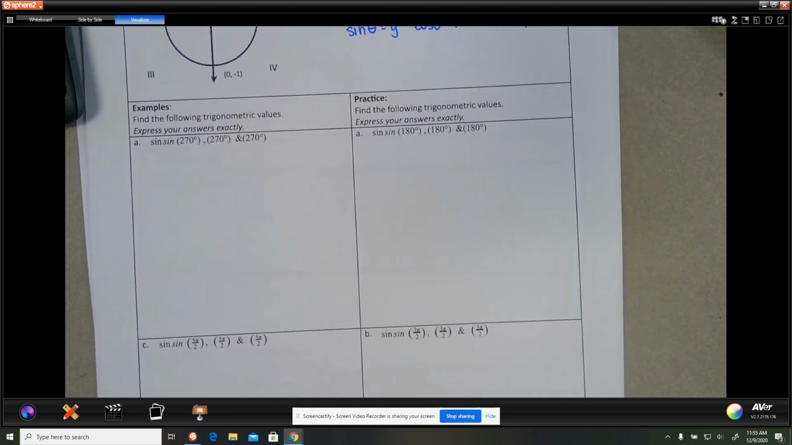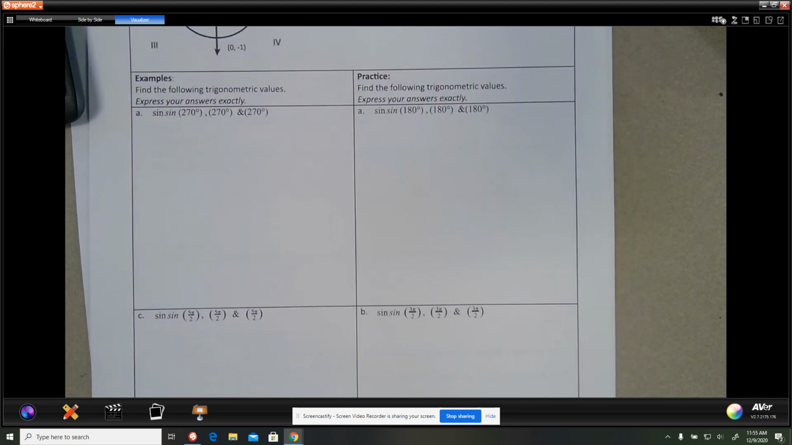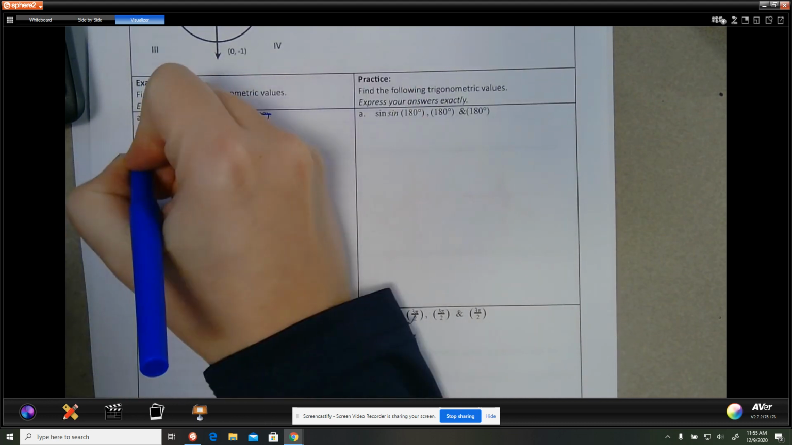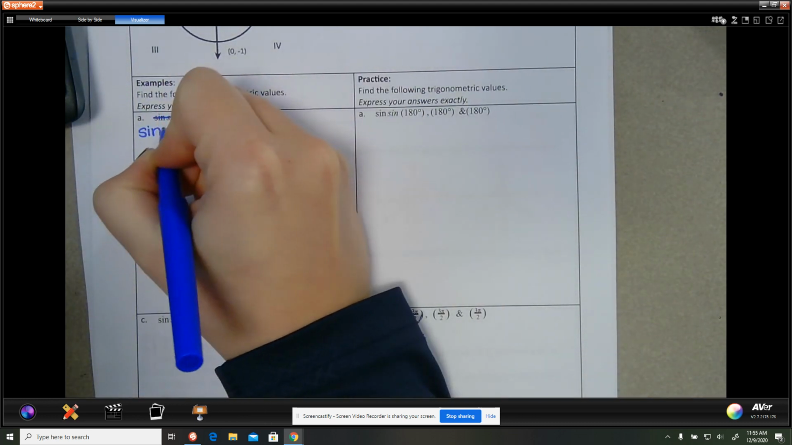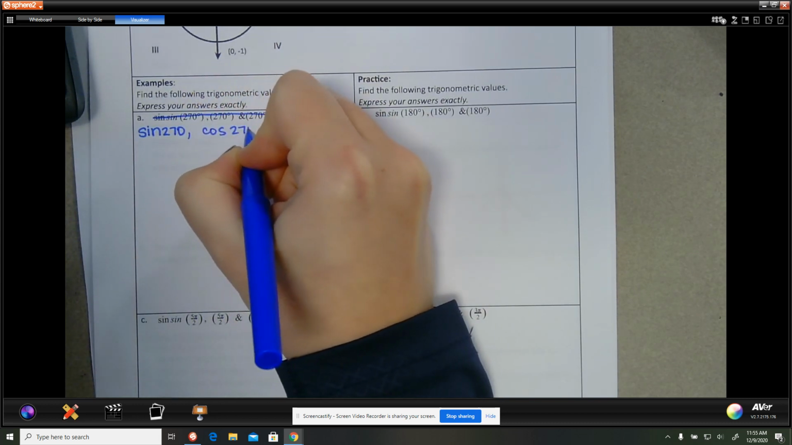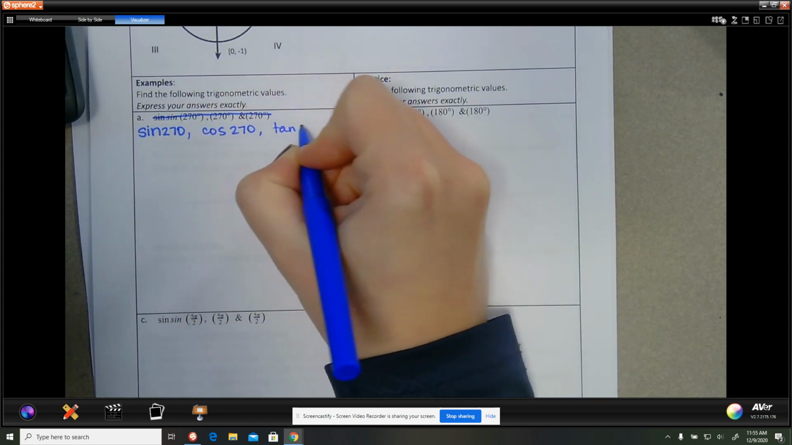an axis. All right, we've got typos here again. It's so annoying. Let's get rid of this. So we want to find sine of 270, cosine of 270, and tangent of 270.